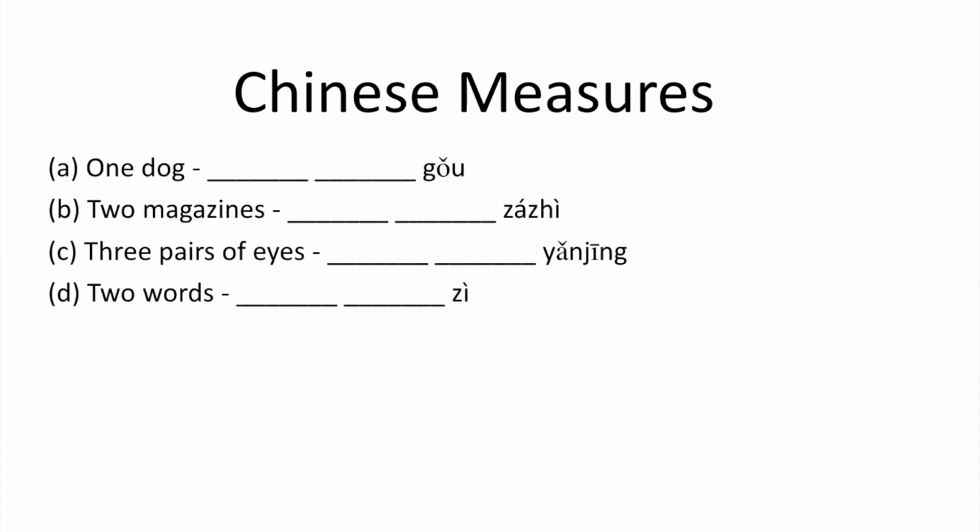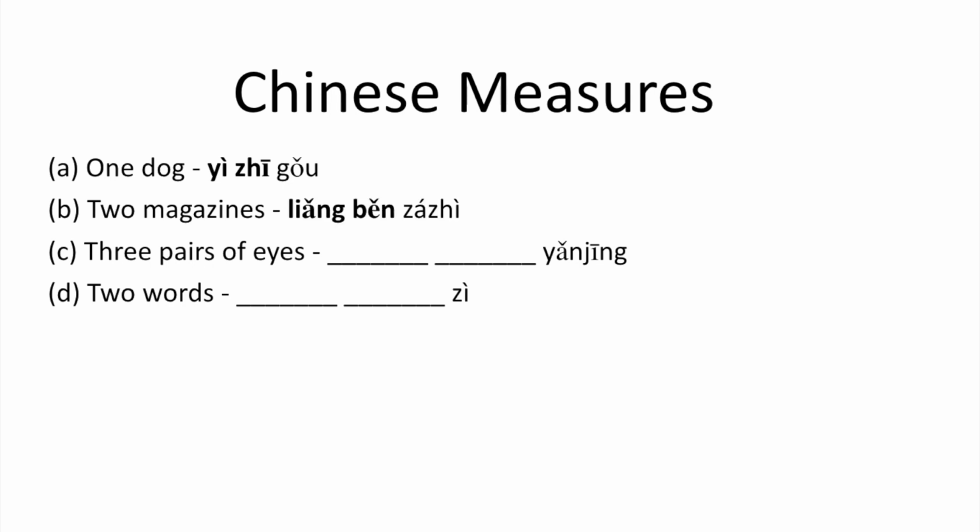Okay, looking at the questions. One dog, well, we've seen that the word for one is that yi, and then it's an animal. So it's probably going to be that zhi measure word. 一只狗. Two magazines. Magazine is a publication and involves paper. We've seen that two is that word liang, and the word for a publication, the measure word, was that ben. So 两本杂志. Three pairs of eyes. Well, the pairs, that was our friend shuang, and we saw that three was the san.